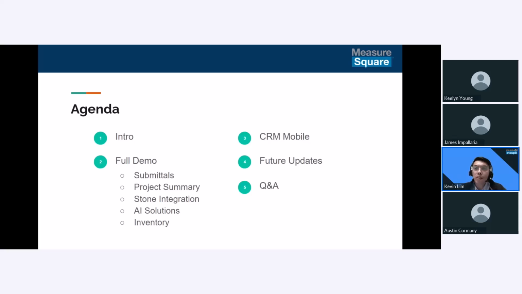Next we have our project summary section. This shows a comprehensive overview of your project's income, materials, and labor totals. It's going to show a summation of all your proposals, your work orders, and also your purchase orders.